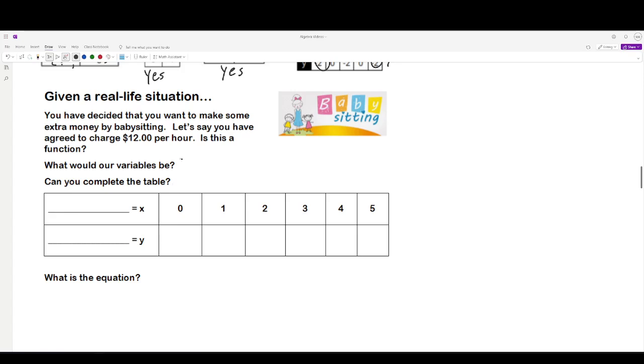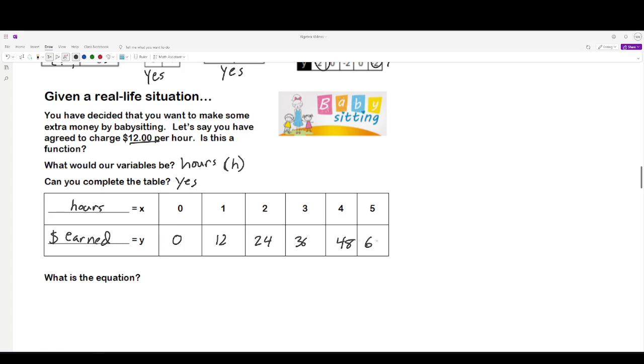All right, so this would be the number of hours that we babysit. That's the thing that varies or changes, and I would call that h if I were writing an equation. Can I complete the table? Yes, I can complete the table. So this is going to be the hours that we worked, and this is going to be the money earned by working. If I work 0 hours, then I'm going to make $0. If I work 1 hour at $12 per hour, I make $12. Another hour, I get 12 more, then 12 more, and so on.